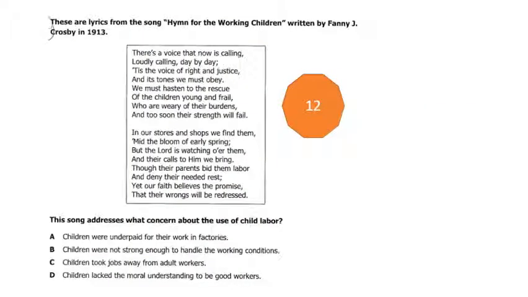Final question. These are lyrics from the song Hymn for the Working Children. So we know this is a song about working children, 1913. This song addresses what concern about child labor? You just have to read these two stanzas of this poem. And as you read through it, you'll see some clues. Children young and frail who are weary of their burdens, and too soon their strength will fail. That's our clue.